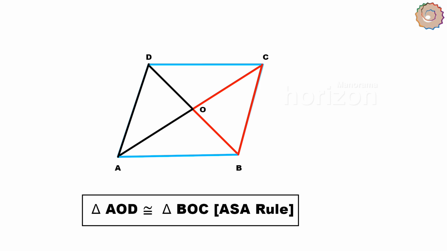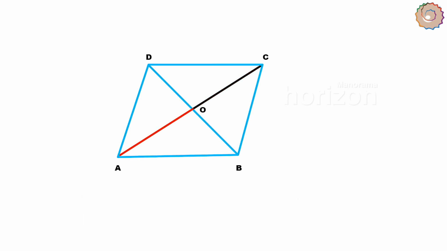If two triangles are congruent, then all of the corresponding features of the triangles are going to be congruent. That is, in particular, we can say the corresponding sides of congruent triangles are equal. Thus, we can say OA is equal to OC, similarly OB is equal to OD, hence proved.